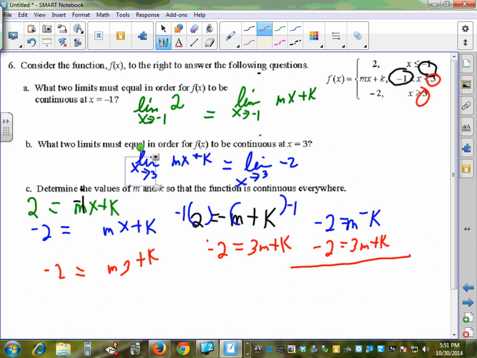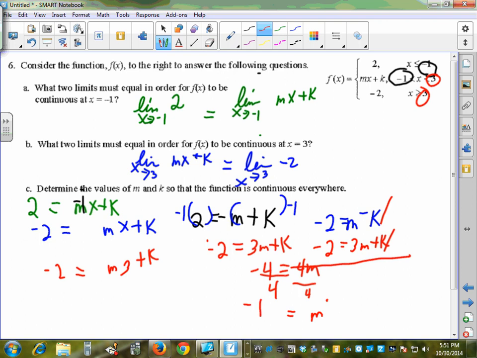And you remember from solving systems, we just combine now. -2 plus 2 makes -4. m plus 3m is 4m. And the k's cancel. We divide by 4, and that gives us m. -4 divided by 4 is -1.